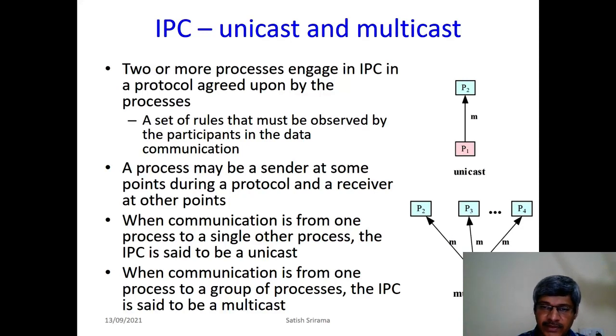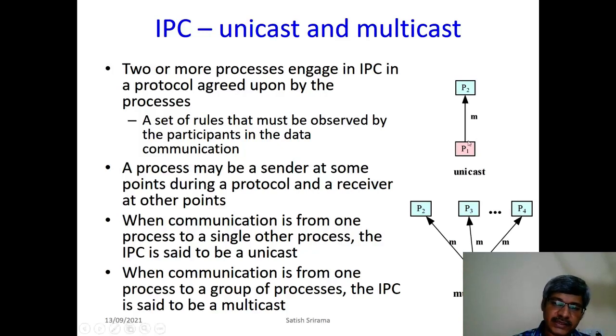For this sort of inter-process communication, sometimes a node can participate as a sender. At other points, it may act as a receiver. So it is not fixed. It is not that one of the processes should always be sending or always receiving. It can act as both sender and receiver at certain points, when they follow the protocol. I will be giving you examples for this in the coming slides.